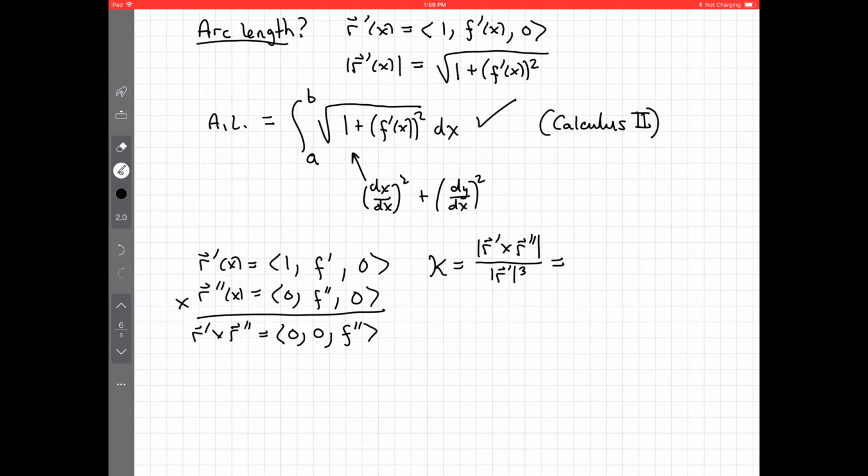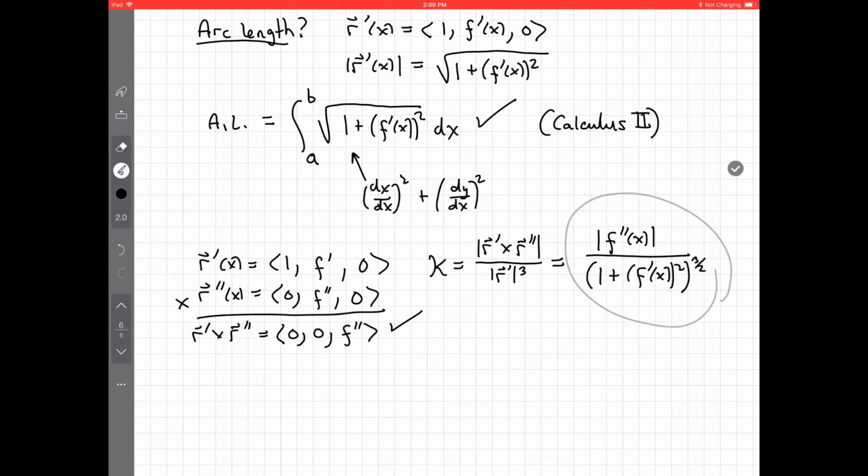And so this comes out to be, the length of the cross product here would just be, and be careful, the absolute value of f double prime divided by 1 plus the derivative squared, that square rooted is the length of r prime, but we have it to the third power, so it's to the 3/2 power. And so there's a formula for curvature. Keep in mind this is only for the graph of a function, y equals f of x. But in the case that you have a graph of a function, that's a very easy formula to use.